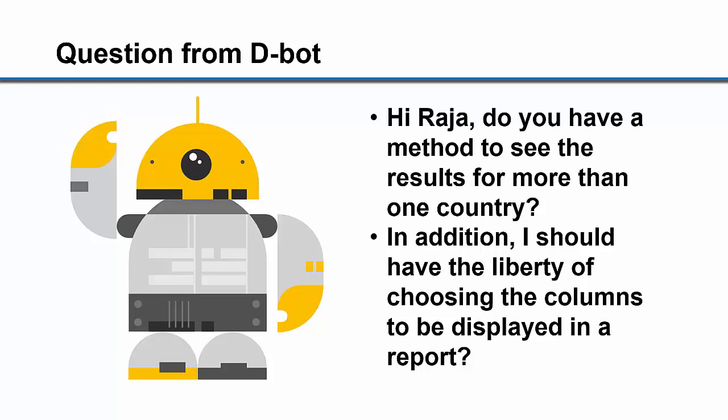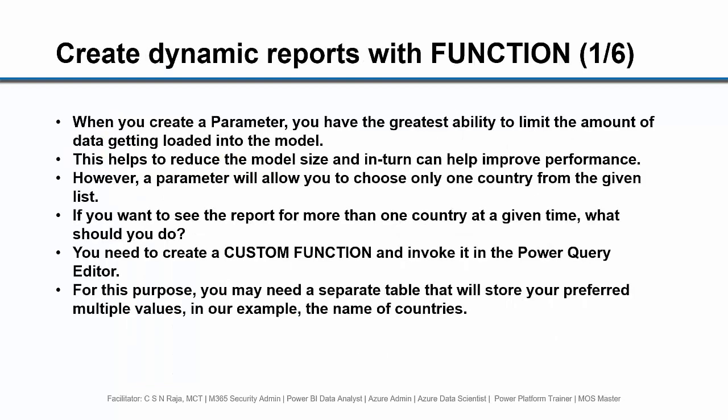Brilliant questions from Dbart, and let us see whether we have answers for these questions. And the answer is to create a dynamic report with a function. So what is the difference between a function and a parameter? We will have a quick check. When you create a parameter, you have the greatest ability to limit the amount of data getting loaded into the model. This helps to reduce the model size and in turn can help improve performance. However, a parameter will allow you to choose only one country from the given list.